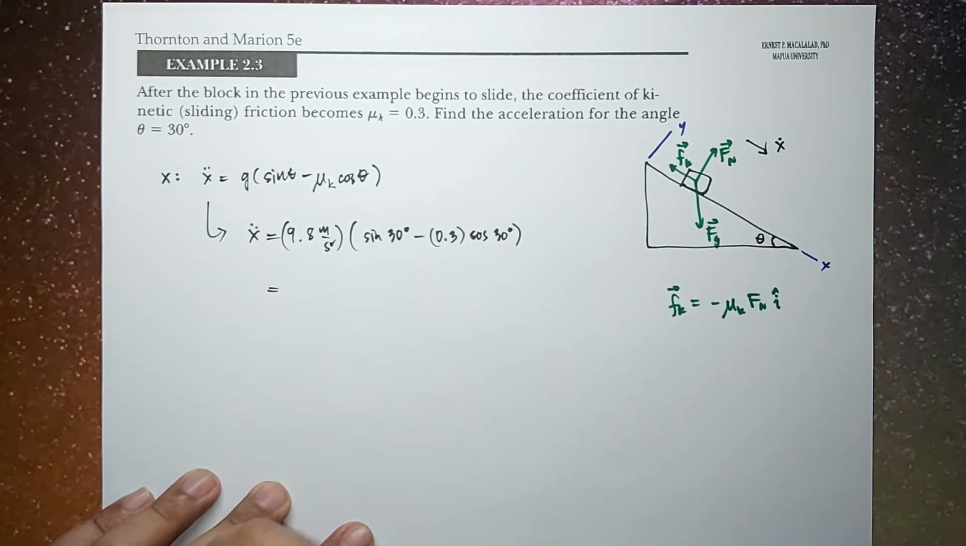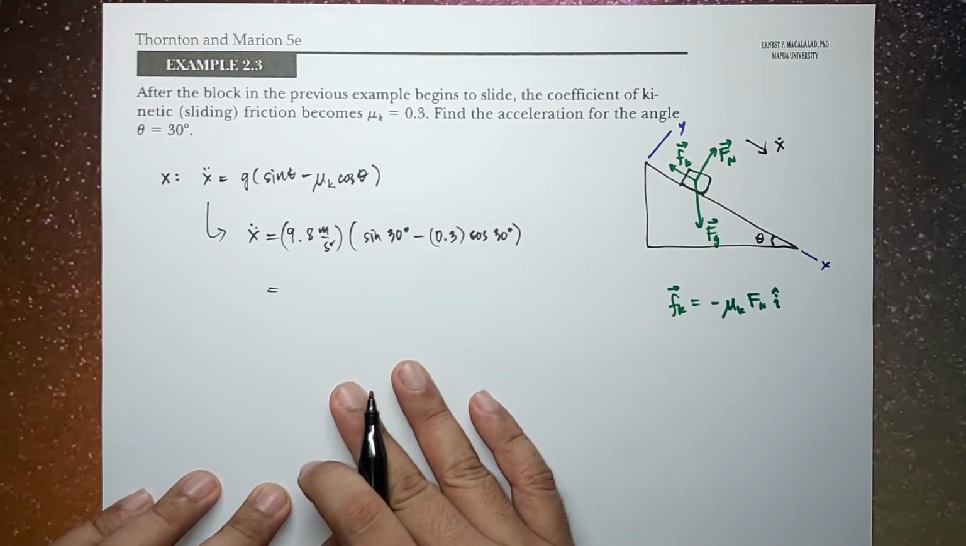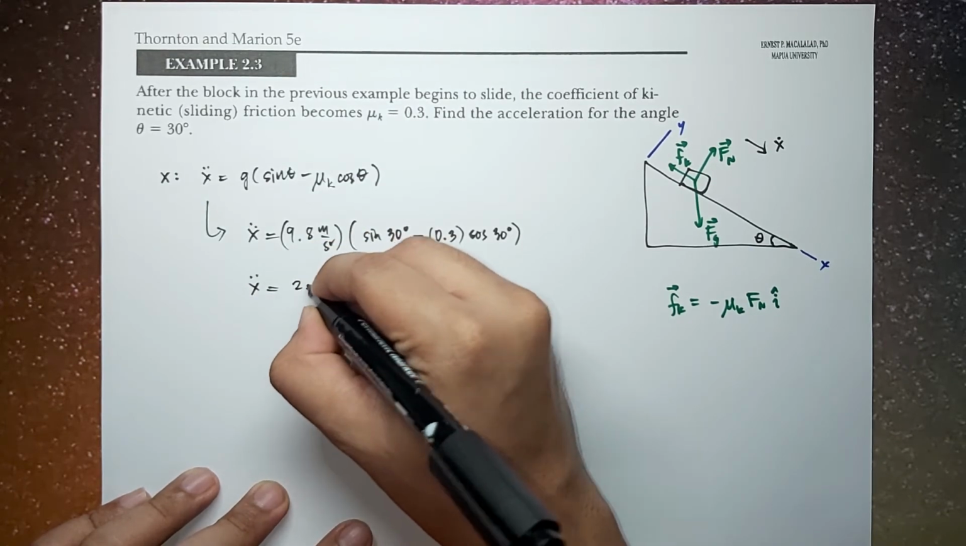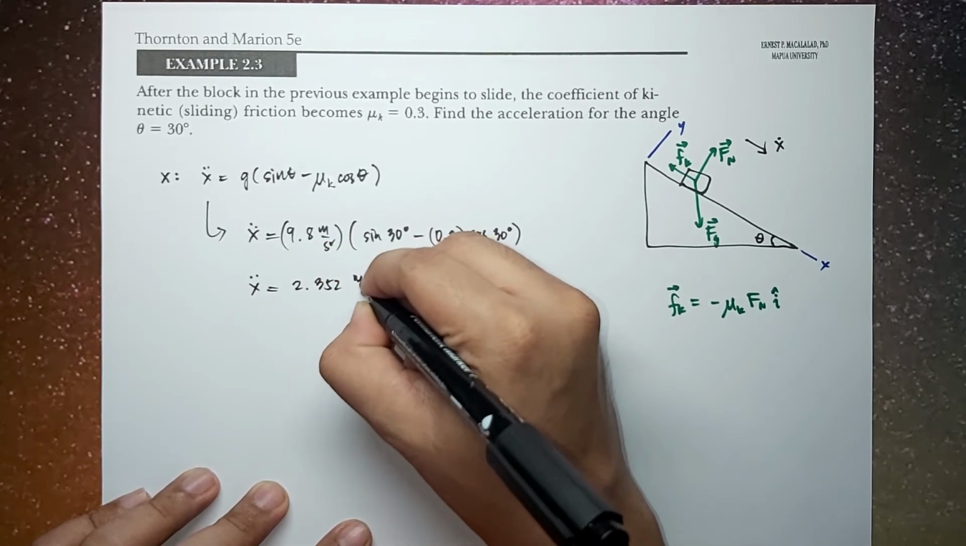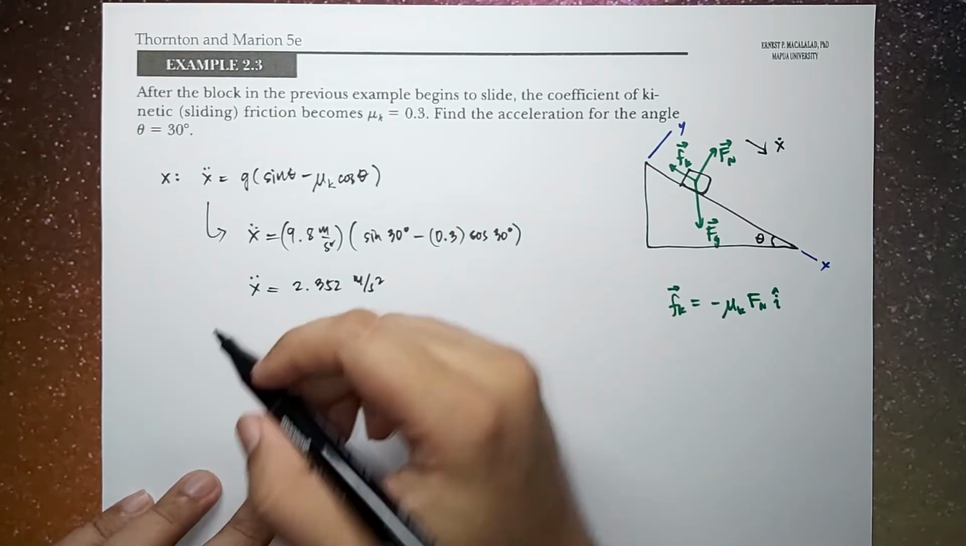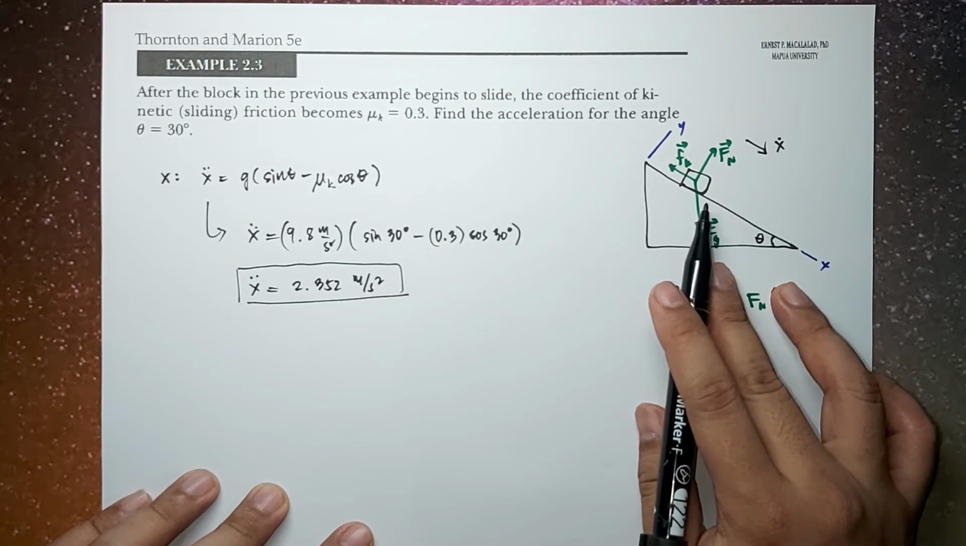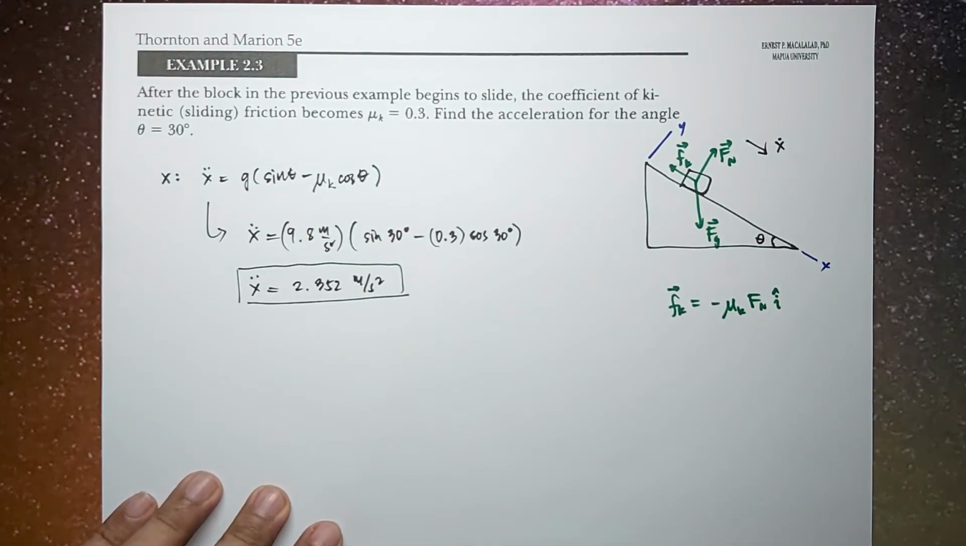You can just compute this using your calculator. So that's 9.8 meters per second squared times the quantity sine 30 minus the quantity 0.3 times cosine 30. Then just close the parenthesis and hit enter, and the answer is x double dot will now be equal to 2.352 meters per second squared. So this is the acceleration of this object for angle theta equal to 30 degrees.